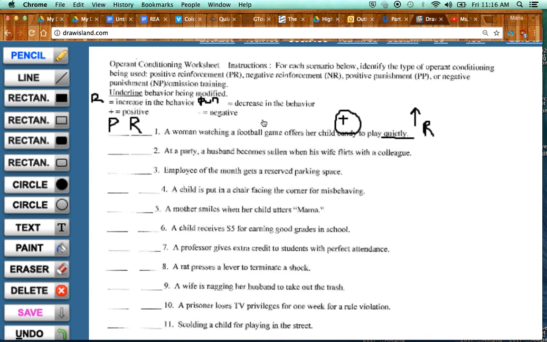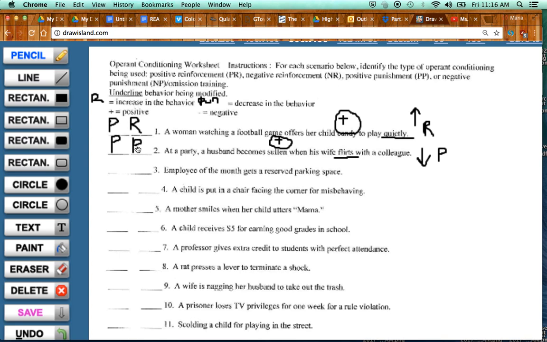For number 2, at a party, a husband becomes sullen when his wife flirts with a colleague. The husband does not want the wife to do this, so we want to decrease behavior, so that would be punishment. And the husband, being sullen, is giving an aversive stimulus to the wife. So number 2 would be positive punishment.